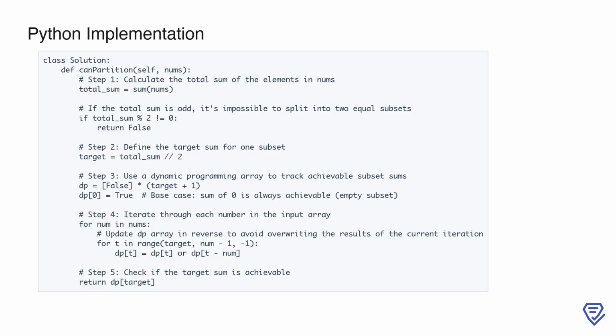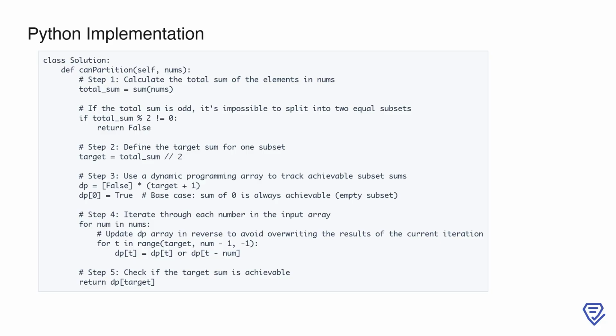Step 2 calculates the target sum for one subset, which is total_sum/2. This represents the value we aim to achieve using a subset of numbers from nums. Step 3 initializes a Boolean dynamic programming array dp of size target plus 1, where dp[i] represents whether a subset sum of i is achievable. The base case is dp[0] equals true, as a sum of 0 can always be achieved with the empty subset. Step 4 iterates through each number in nums.